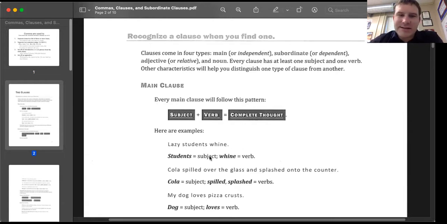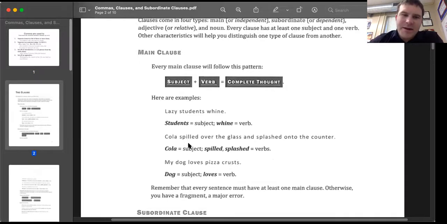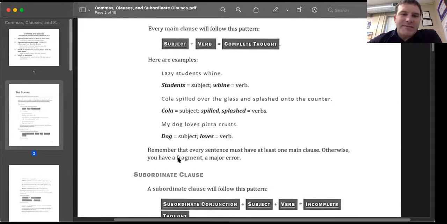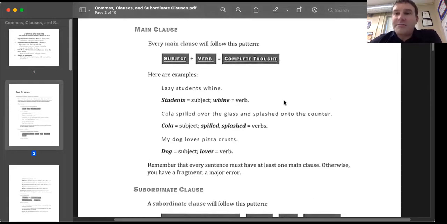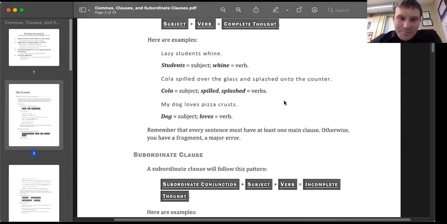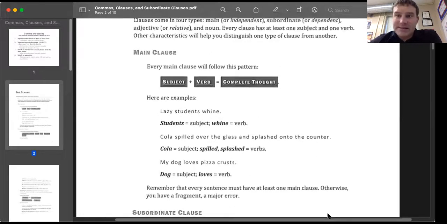Lazy students whine. So students is the subject, whine is the verb. Cola spilled over the glass and splashed onto the counter. Cola is the subject, spilled and splashed are the verbs. My dog loves pizza. Dog is the subject, loves is the verb. Each of those are complete sentences. They're sentences that stand on their own. They're independent clauses. They are simple sentences.